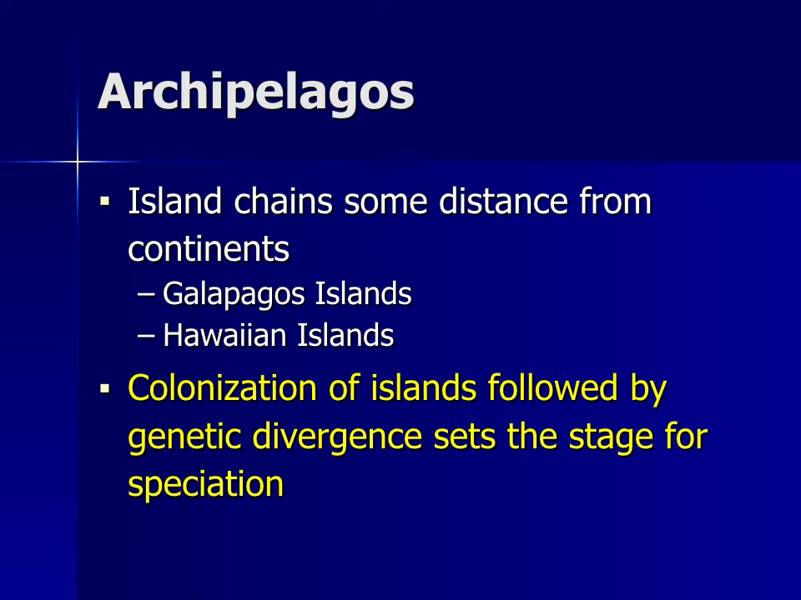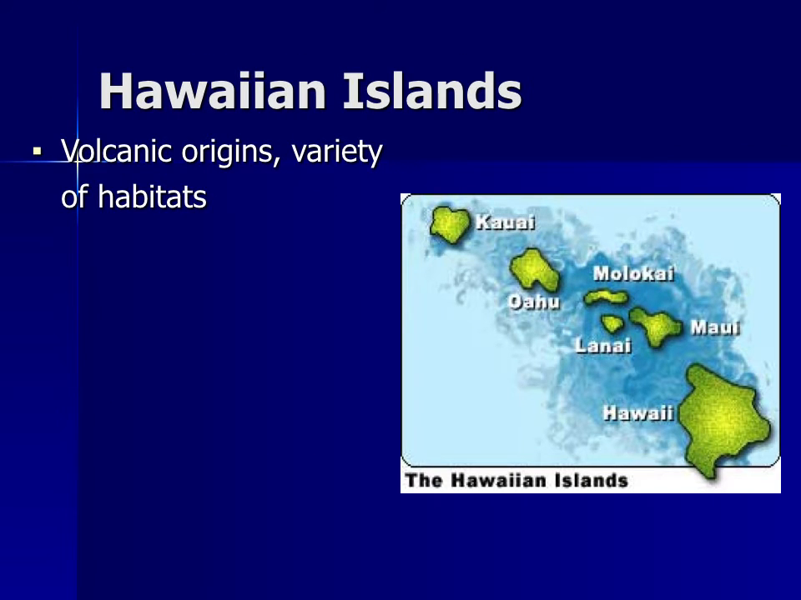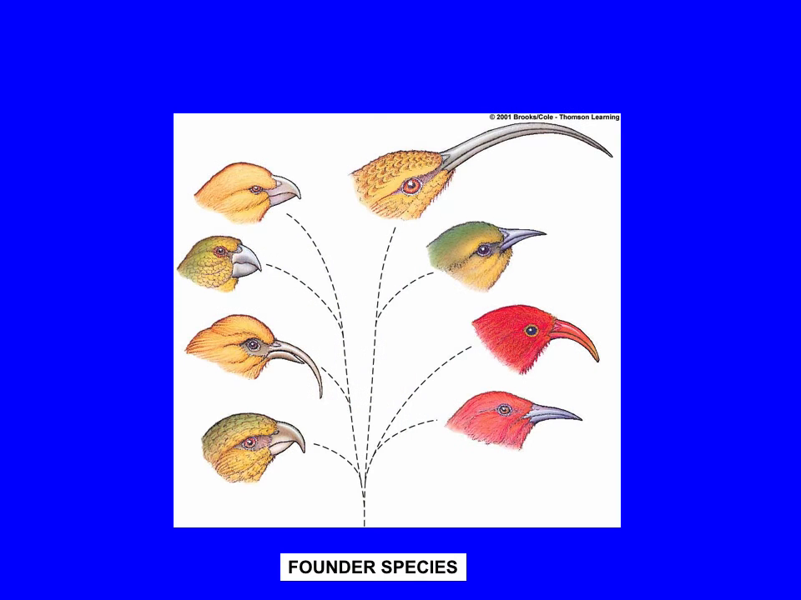Of the islands, followed by genetic divergence that sets the stage for speciation. So we see the Hawaiian Islands, volcanic islands, adaptive radiations in honeycreepers. In the absence of other bird species, they filled numerous niches. Nothing was filling them, so they adaptively radiated into those niches, and look at that. The founder species resulted in all those different species of birds and beaks based on what niche they filled.